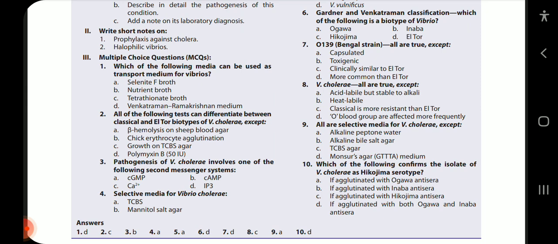Now, Vibrio cholerae, all are true except: it is acid labile but stable to alkali, yes. Heat labile, yes. And O blood group are affected more frequently, yes. The wrong statement is classical is more resistant than El Tor. It is the opposite of it. All are selective media for Vibrio cholerae except: alkaline salt agar, TCBS agar, and Monsur's agar can be used, but alkaline peptone water cannot be used. Now, last, which of the following confirms the isolate of Vibrio cholerae as Hikojima serotype? It is if agglutinated with both Ogawa and Inaba antisera.